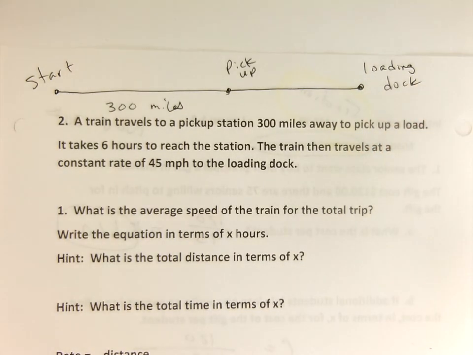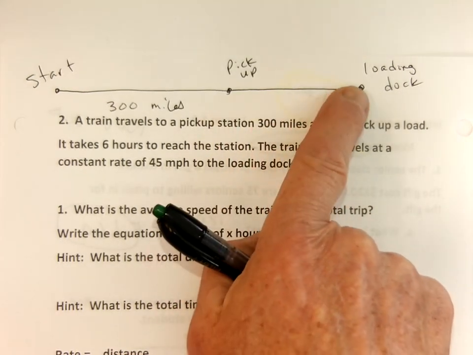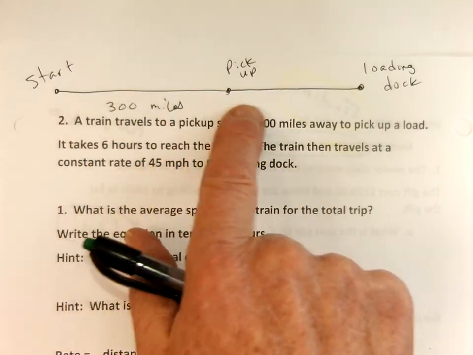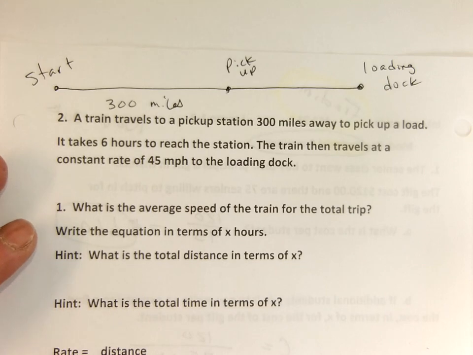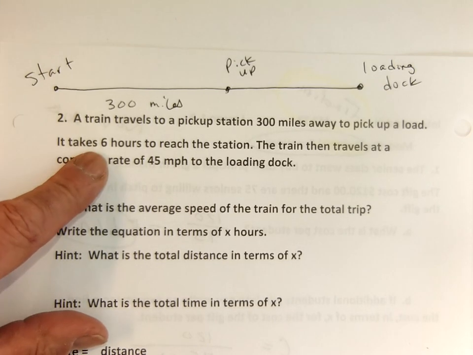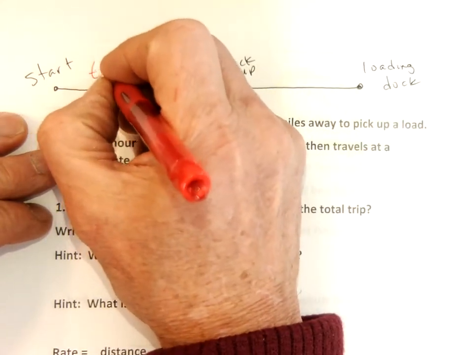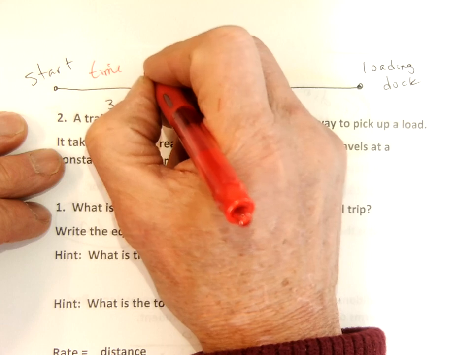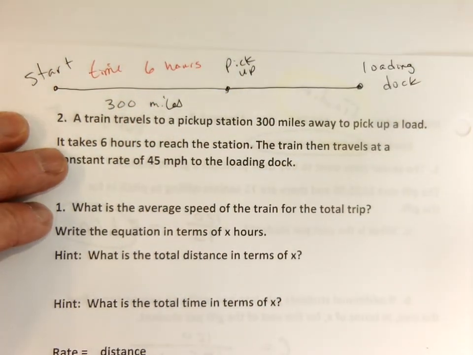So far, so good? Now here's something we don't know. We don't know the distance. We have no idea what the distance is. We know it's 300 miles from here to here, but the distance, we have no clue, all right? We do know, though, that it took 6 hours, so time-wise, it took 6 hours to go this far, right?